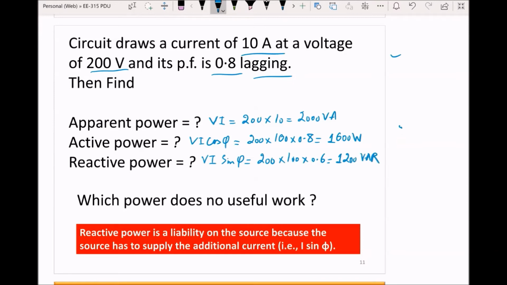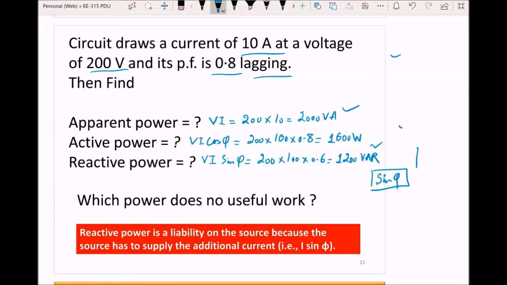So this can be put in such a way that the circuit receives apparent power of 2000 volt ampere, out of which 1600 watt was utilized in the form of real power, and the reactive power, which is 1200, will just be flowing in the circuit without doing any useful work, which means it is just a liability for the source, because it has to produce the sine component just for the sake of the angle, because whenever we have a phase difference, there will be some sine factor happening in the circuit.